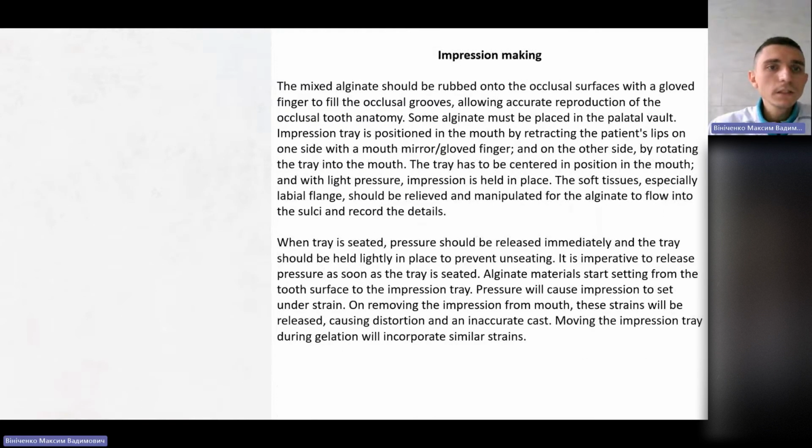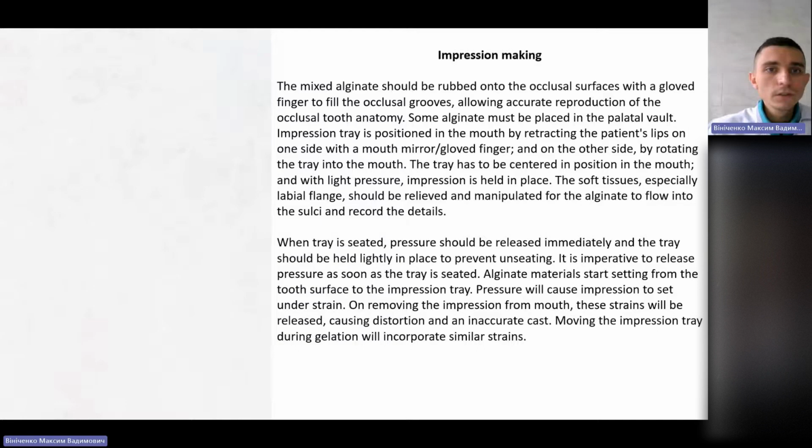The mixed alginate should be rubbed onto the occlusal surface with a gloved finger to fill the occlusal grooves, allowing accurate reproduction of the occlusal tooth anatomy. Some alginate must be placed in the palatal vault. If a patient, for example, has a Gothic palate, then we can make this.